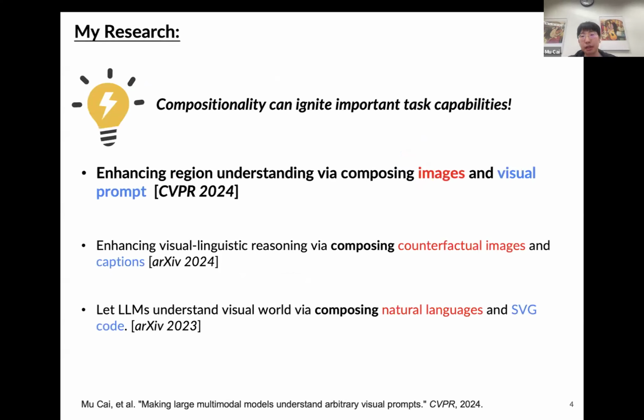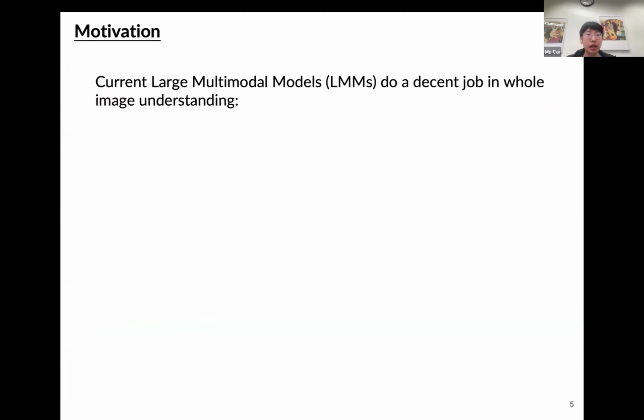I have several works along this stream. Firstly, I compose image and video prompts for large multimodal models, specifically for region understanding. Secondly, I use such a compositional technique to improve reasoning. Specifically, I use counterfactual images and captions to improve the reasoning capability. Thirdly, I also use natural language and SVG to explore the text-only model's capability for understanding visual concepts. I will talk about these projects one by one.